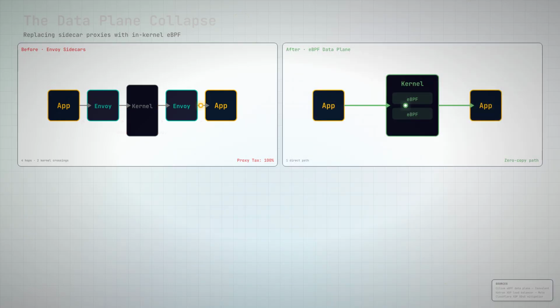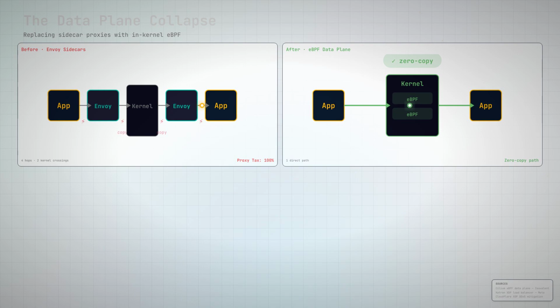Cilium uses eBPF to replace Envoy sidecars entirely, moving load balancing and service mesh logic into the kernel. The result: zero copy data paths. The packet stays in the kernel from source to destination. No user space detours, no copies. And it goes even deeper.